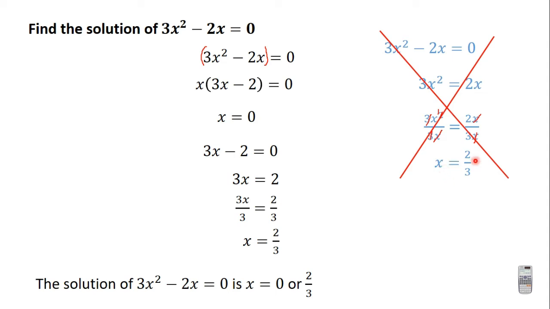You have only one solution for x. This is the right approach. You factorize the quadratic expression, then you equate the two expressions multiplying each other to 0, as we did here. So we have x is equal to 0 and 3x minus 2 is equal to 0, which in turn gave us x is equal to 2 divided by 3. So the solution of this quadratic equation is x is equal to 0 or x is equal to 2 divided by 3.